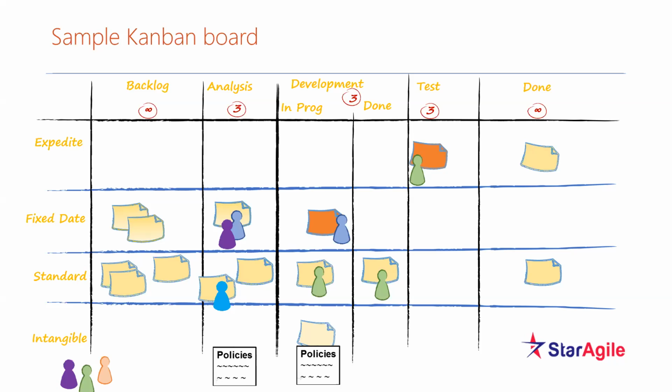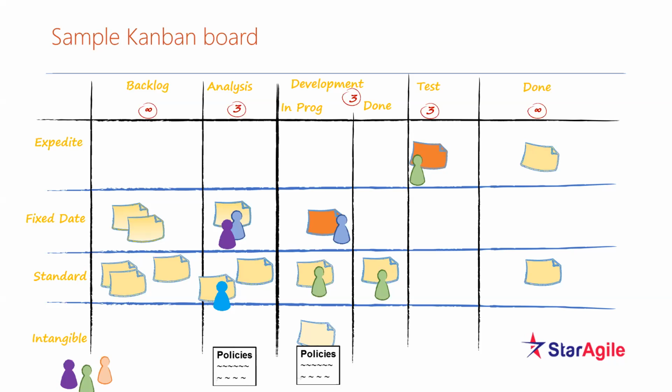Now, we saw three items: the visual signals, which are the cards; the columns, which are the backlog, analysis and so on, the workflow states; and we also saw WIP limits. These are the three items of this Kanban board.